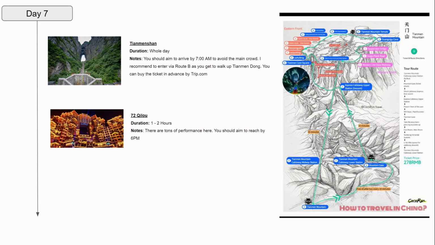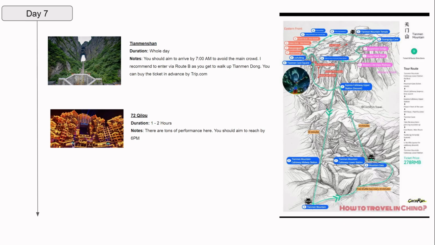Okay, so the picture on the right is the map of route B. I will explain Route B first, then I will explain Route A. So on Route B, you will start at the Tianmen Mountain. You'll take a shuttle bus to the mountain gate. After that, you'll take a cable car out to the Tianmen Cave. Basically, the picture on the left that you can see.